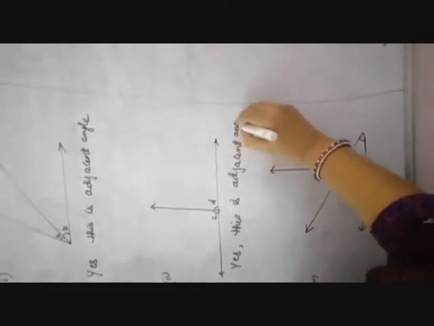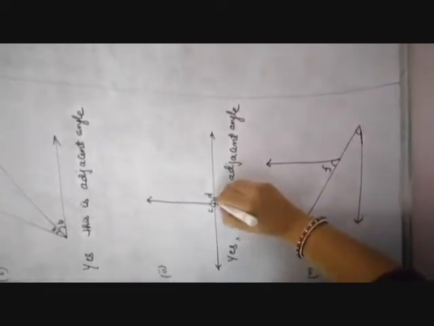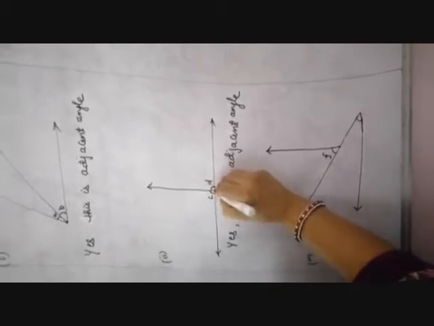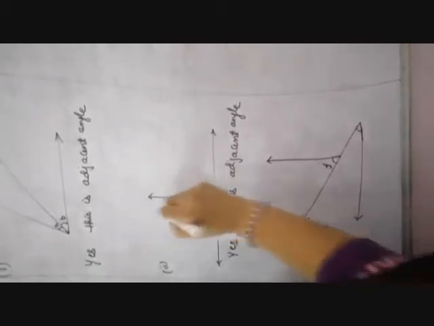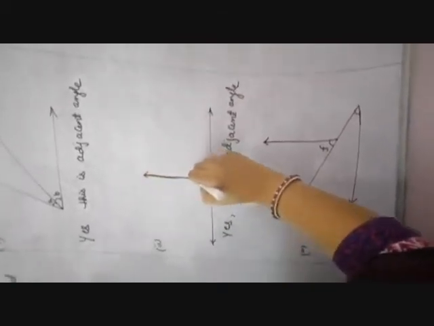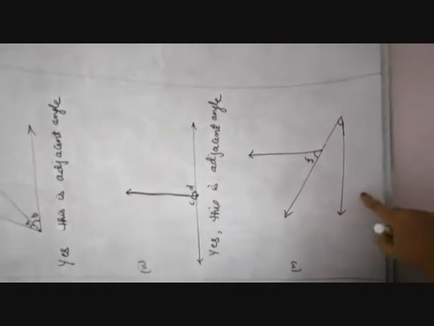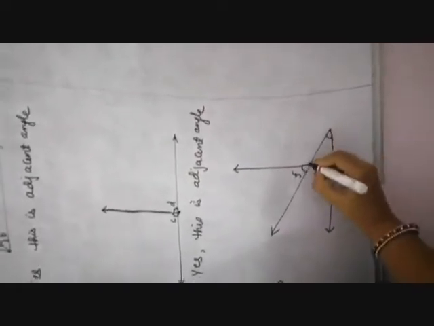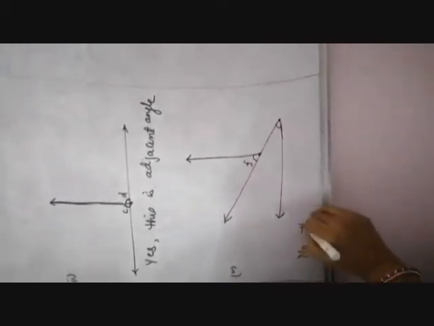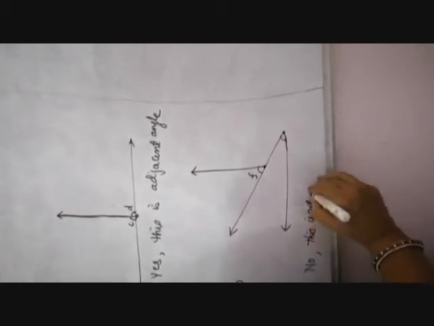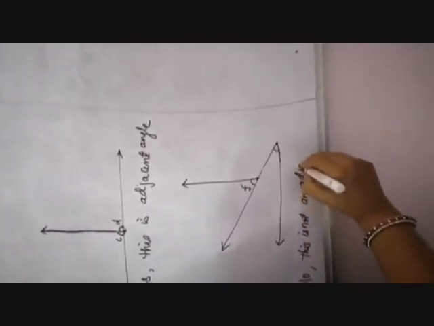Why are they adjacent angles, children? Can you tell me? They have a common vertex. This is angle C and angle D. For these two angles, they have a common vertex and a common arm. Arm is nothing but the hand of the angle, isn't it? This is the arm of the angle. Third figure, is this an adjacent angle? No. They don't have a common vertex and a common arm. So figure 1 and figure 2 are adjacent angles, but figure 3 is not an adjacent angle.